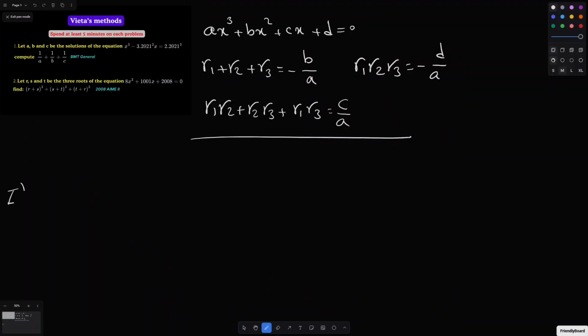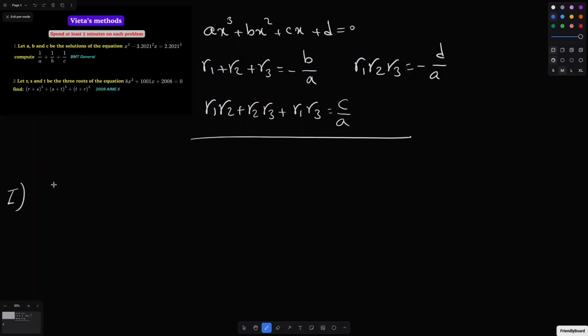The first problem says, let me change the color. Let a, b, and c be the solutions of this equation. Compute 1 over a plus 1 over b plus 1 over c. So a, b, and c are the roots r1, r2, and r3, and we just want to solve them. So let's just start with this.